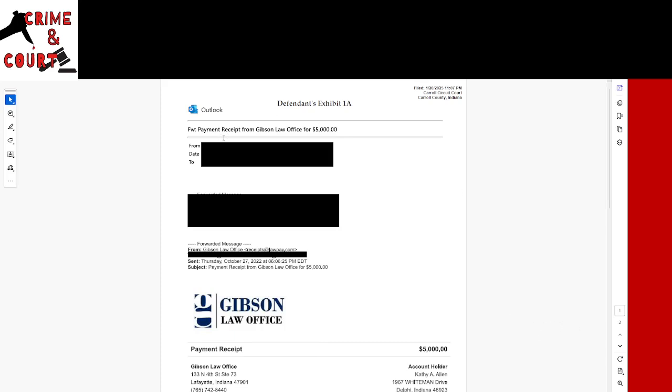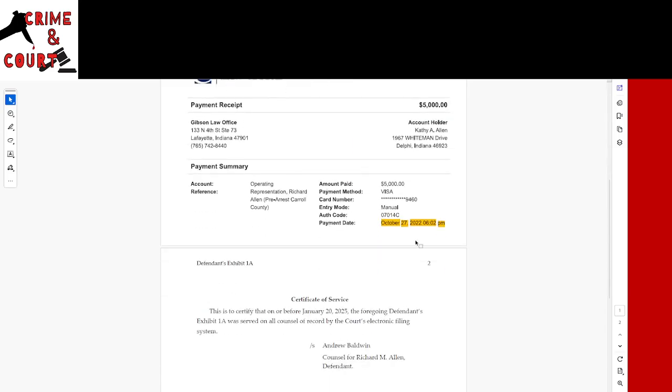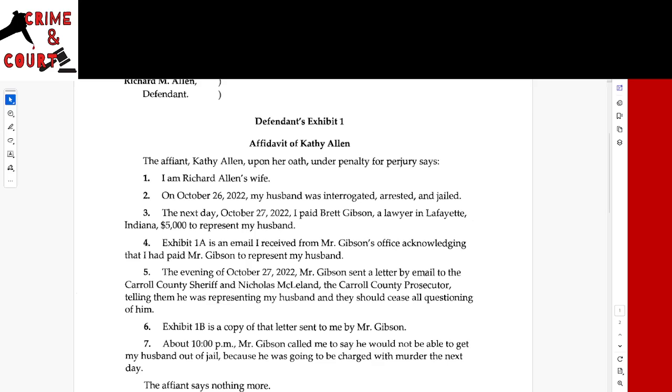This is a payment receipt from Gibson Law for $5,000. And from Gibson Law Office, we scroll. This is a payment receipt, $5,000, account holder Kathy Allen, and it was received October 27th, 2022 at 6:02 p.m. to be precise. So at that moment, Richard Allen is represented.